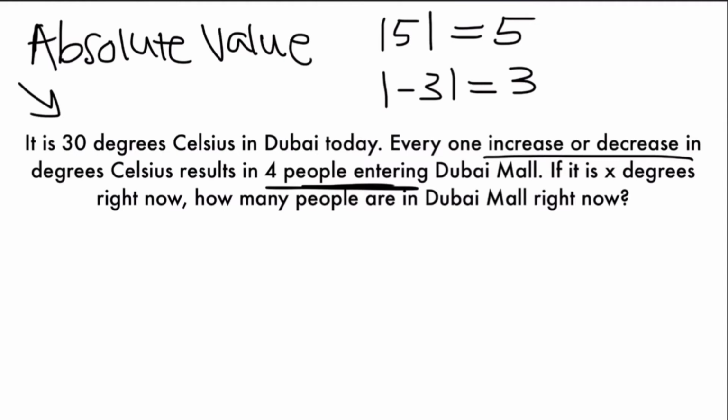They said the original was 30 degrees. Anything above or below that will result in 4 people entering. So we could write that as an absolute value, where the absolute value of X minus 30 will represent the change.